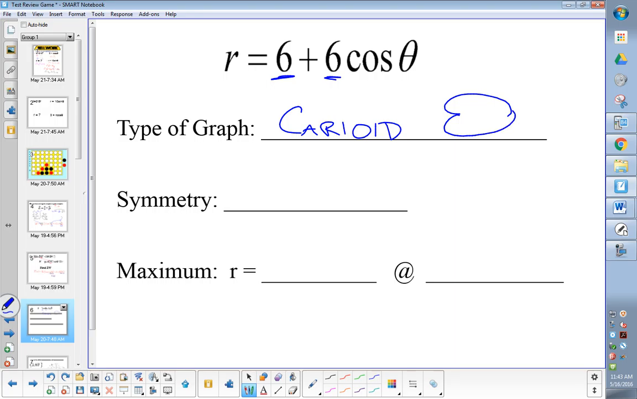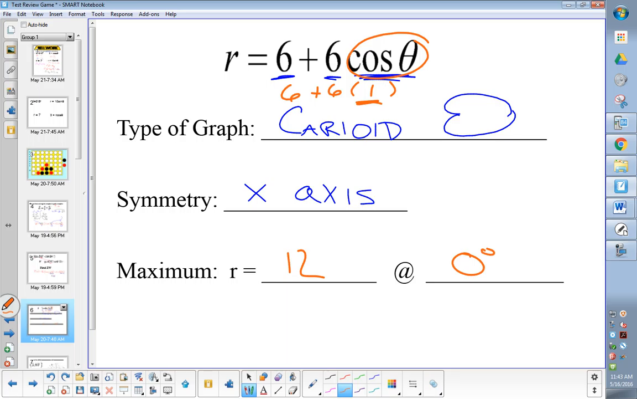The symmetry is x-axis. Jose, why is it x-axis? Because it's cosine, and then we're doing a maximum. Aaliyah, what do you think our maximum was here? 12, because she was thinking to herself, what could she plug in for cosine to make this work? What number did you plug in? She plugged in 1 and not -1. So that means she's going to her unit circle and looking for where cosine is 1. Dimitri, where is cosine 1? That's at 0 degrees. There gives me my answer.